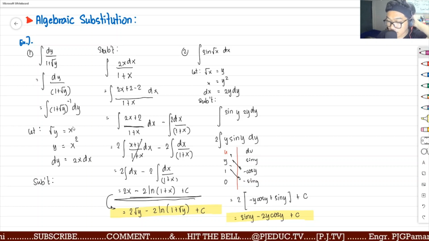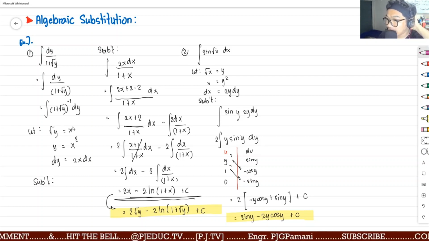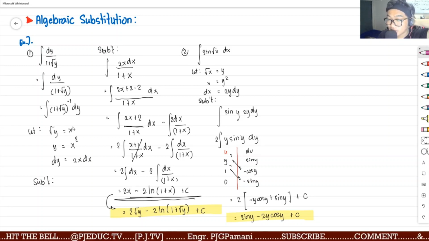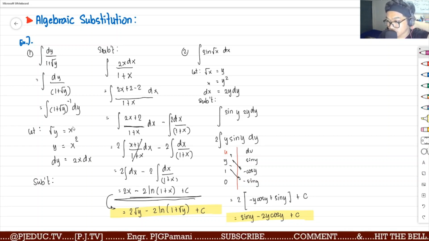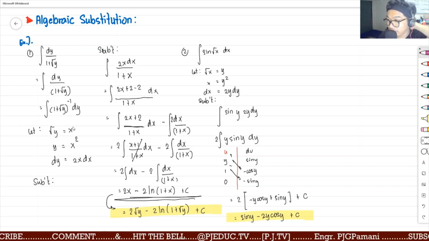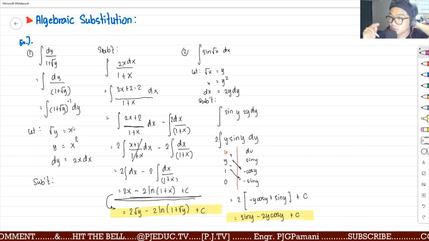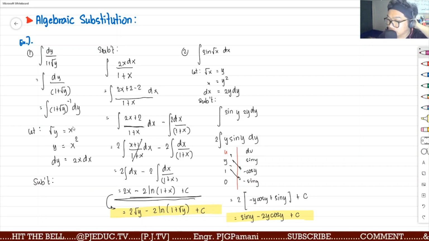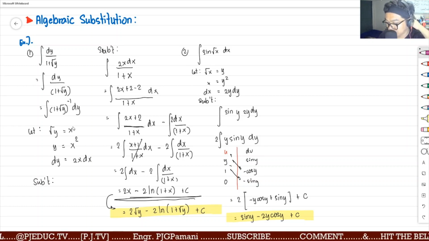Again, wag na wag kakalimutan ang integral formulas, lalong-lalo na sa mga susunod na modules or lectures topics. Pagdating natin sa definite integral, ang naidagdag lang doon is yung lower and upper limits. Then, the procedure and the formulas are all the same all over again.